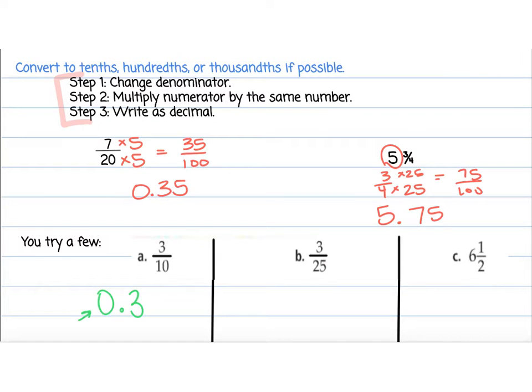3/25, if I multiply by 4, I'll get to 100. So I do that on the top. So 12 over 100. If I read that number, 12 hundredths, just as it sounds, 12 hundredths ending in the hundredths place. 6 1/2. I know if I multiply this by 5, I will get to 10.